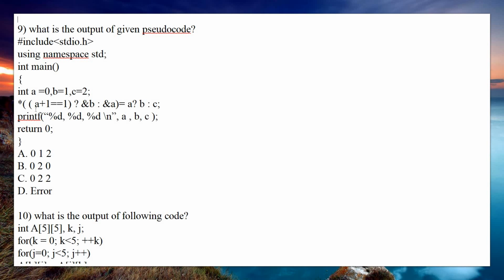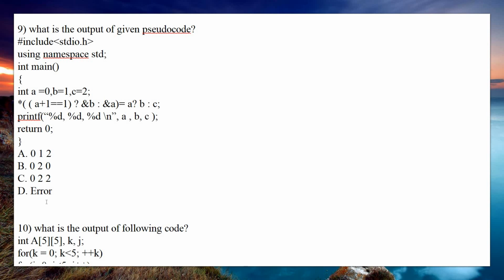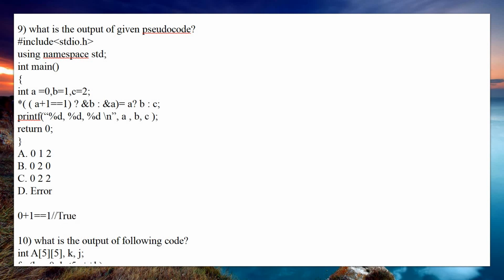Then the first thing is that here star means it is a pointer. First thing is a plus 1. So a is 0, so 0 plus 1, whether it is equal to 1. So 0 plus 1 is 1, 1 is equal to 1. So you can say the condition is true. Because 1 is equal to 1, the condition is true. So if the condition is true, then what should it print? At the LHS we have ampersand of b. So star points to the address of b, that is the value at the address of b.